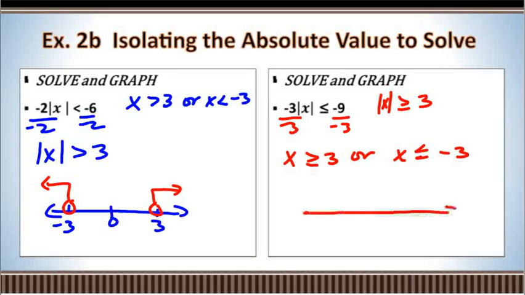So on number line, 0 in the middle, negative 3 to the left, 3 to the right. Has the equal to part, so we filled in circle on both 3 and negative 3. Greater than or equal to 3, so to the right. Less than or equal to negative 3, going to the left.